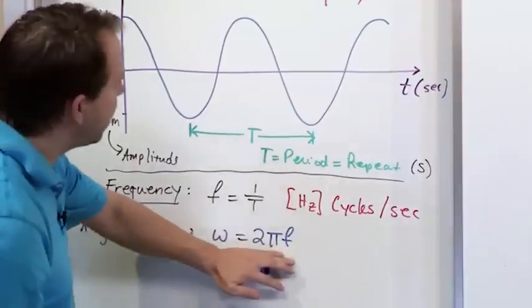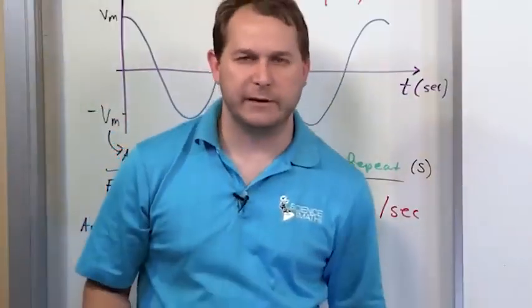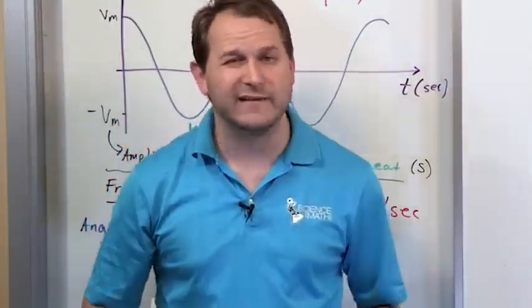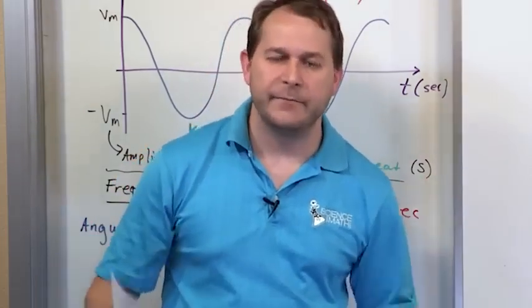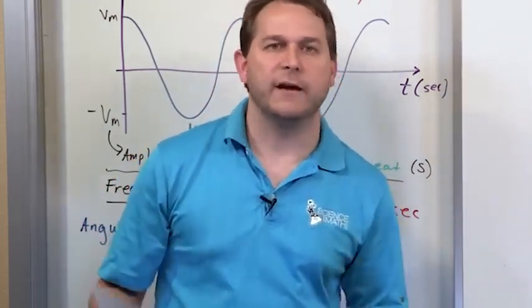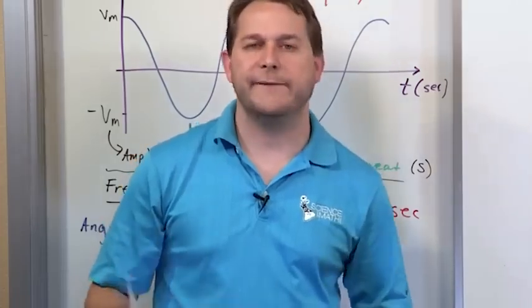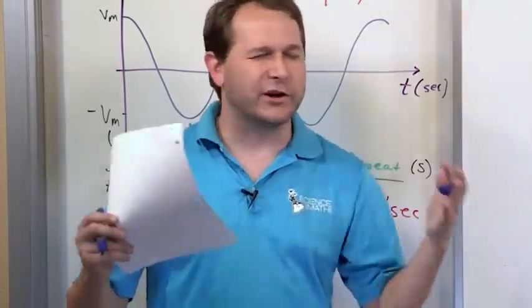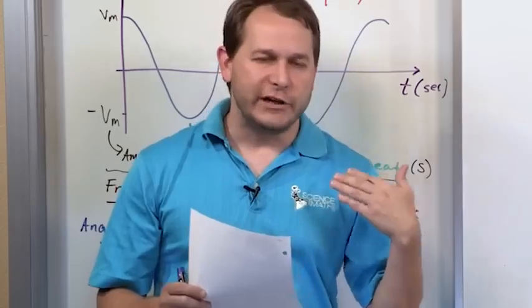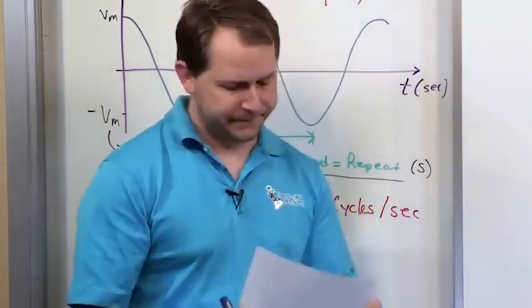In fact, this I want you to remember. I don't tell you to memorize too many things in any of my classes, but one of them is this. Omega is 2 pi f. Omega is 2 pi f. I want you to say it because you're going to need to convert back and forth a lot. You need to remember that omega is 2 pi f.